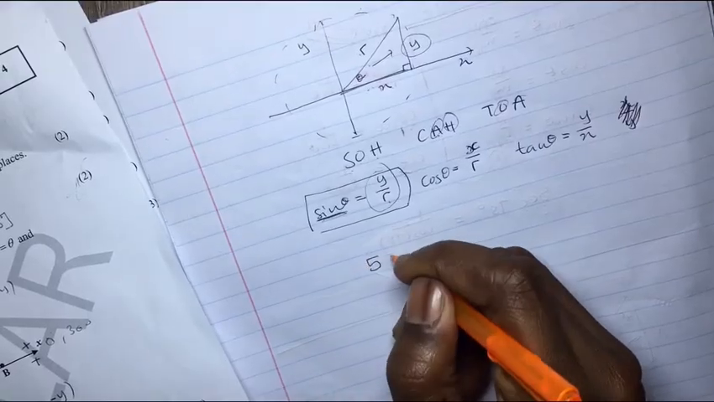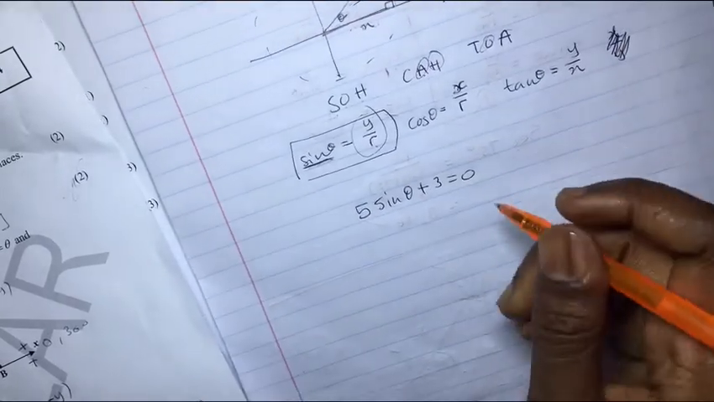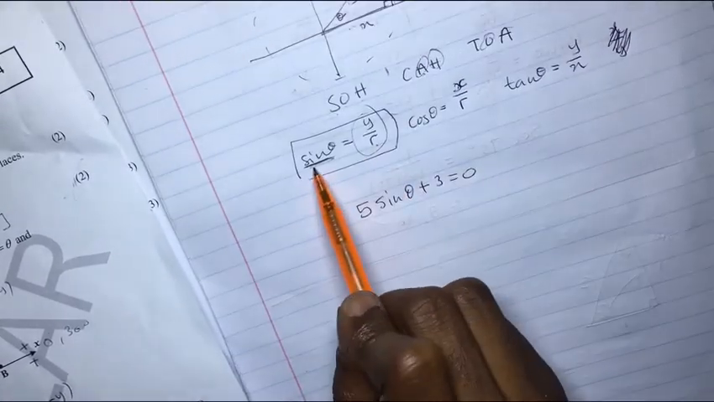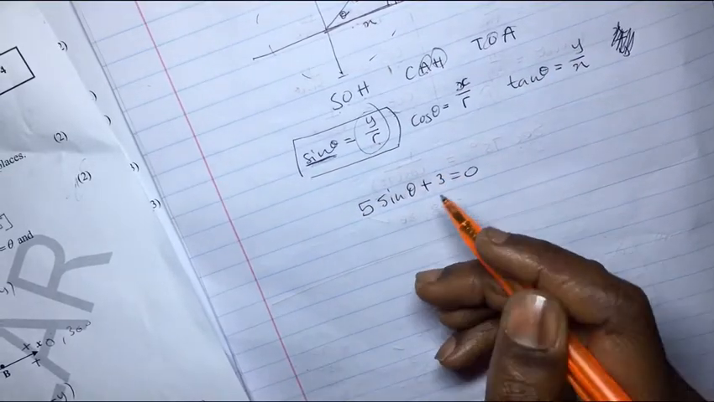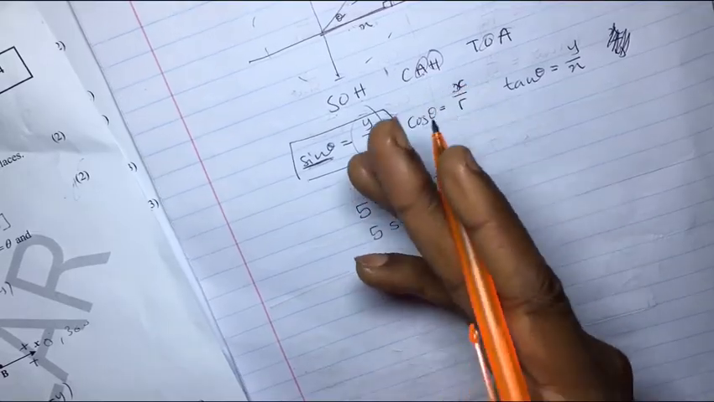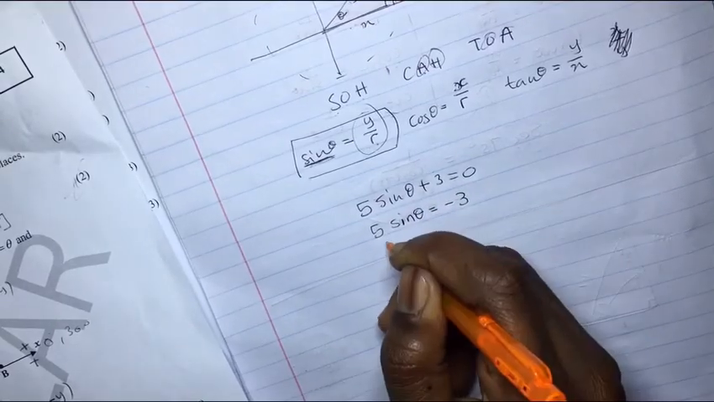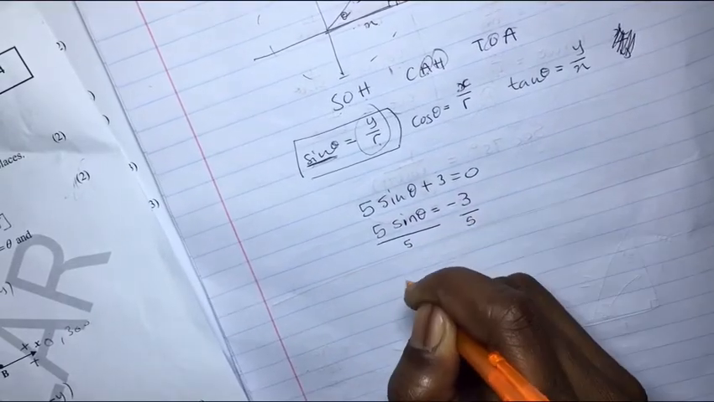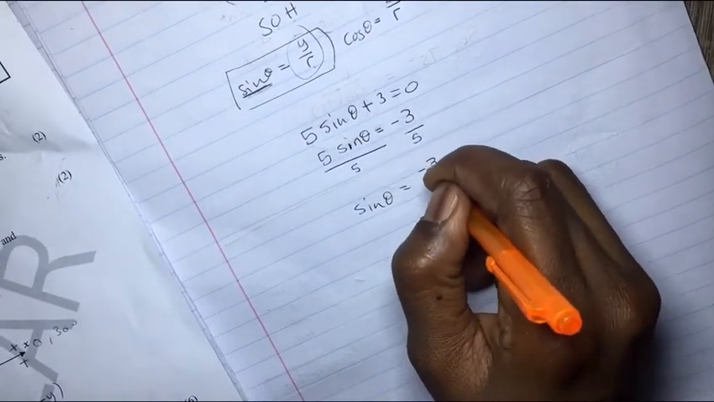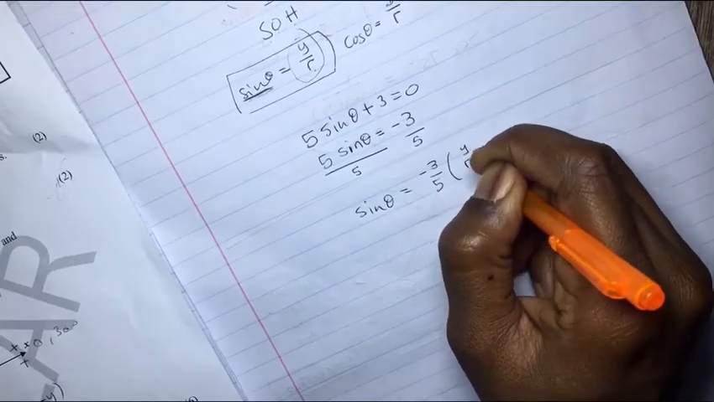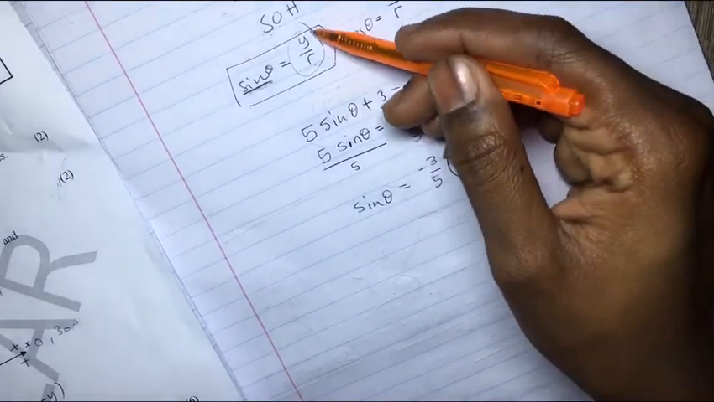We're given 5 sine theta plus 3 equals 0. What's the first thing that we need to do? Get the trig ratio to be alone, and on the right hand side we should have a fraction. So I'm going to take 3 to that side. 5 sine theta equals minus 3. Divide both sides by 5. And then we've got negative 3 over 5, and then we've got y over r. This fraction represents y over r.